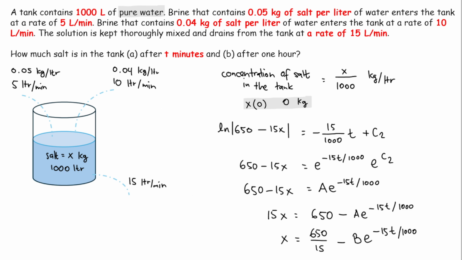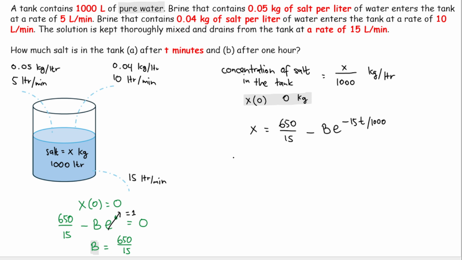Okay, so now we have x0 is equal to 0. Let's plug that into the equation. So we will have this one here, 650 over 15, and then minus b, e to the, this will become 0. So I will have e to the 0, and that will equal to 0. But e to the 0 is 1. So this one is equal to 1. And so we can isolate for b here. So here we will have b, that will be 650 over 15. And we can just plug this b into this formula here. Okay, let's clean this up.